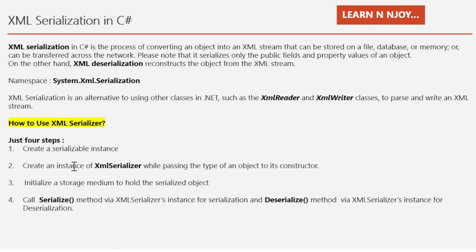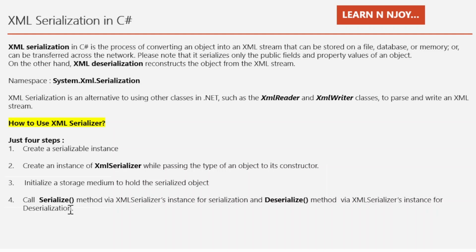Step 2, create an instance of XmlSerializer while passing the type of the object to its constructor. So here in this step, we need to instantiate the XmlSerializer class for the type that we are planning to serialize, right? Step 3, initialize a storage medium to hold the serialized object. Basically, we create a stream object that is the home for keeping the serialized object, right? Step 4, call the Serialize method via the XmlSerializer instance for serialization, and the Deserialize method via the XmlSerializer instance for deserialization.